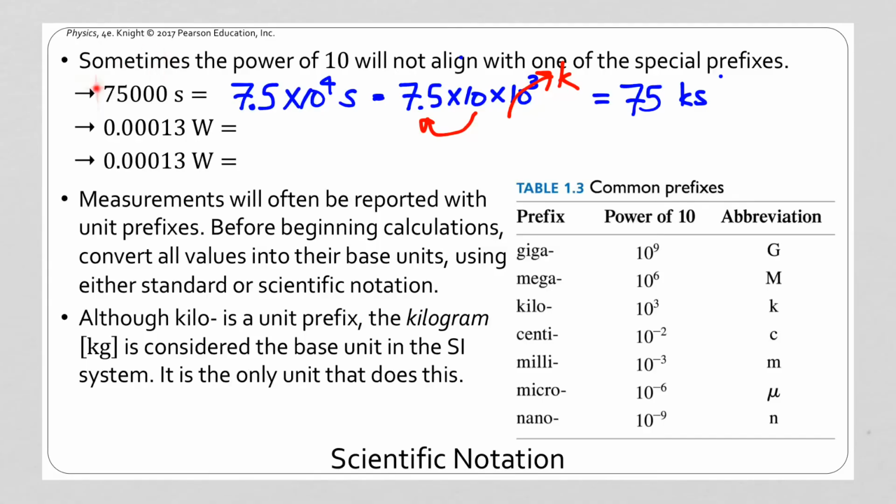I can also just look directly at the number. I know that I'm moving my decimal to the left, so I'm going to be multiplying by 10. I can move it 3 places to the left to get me to kilo, and I can see that I'd have 75 in that case, 75 kiloseconds. The same thing here if I have a very small number.